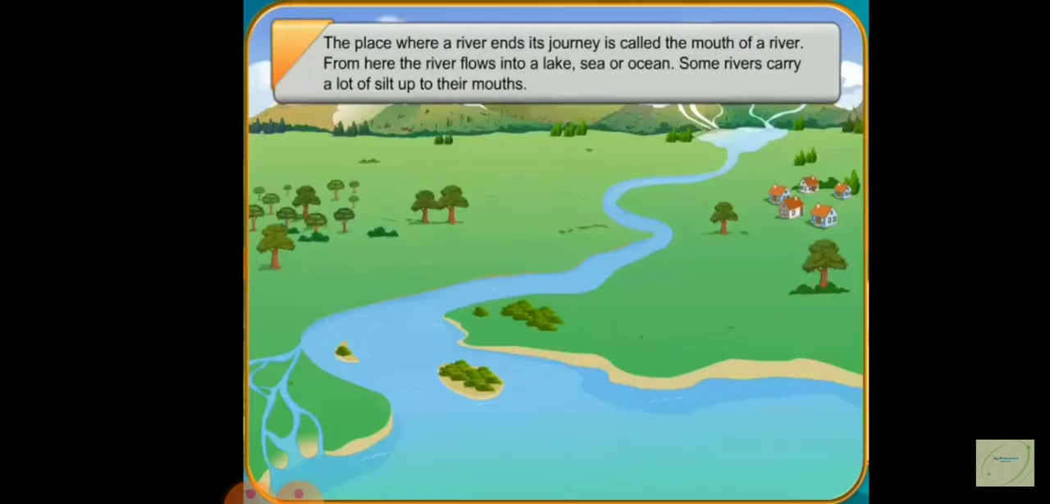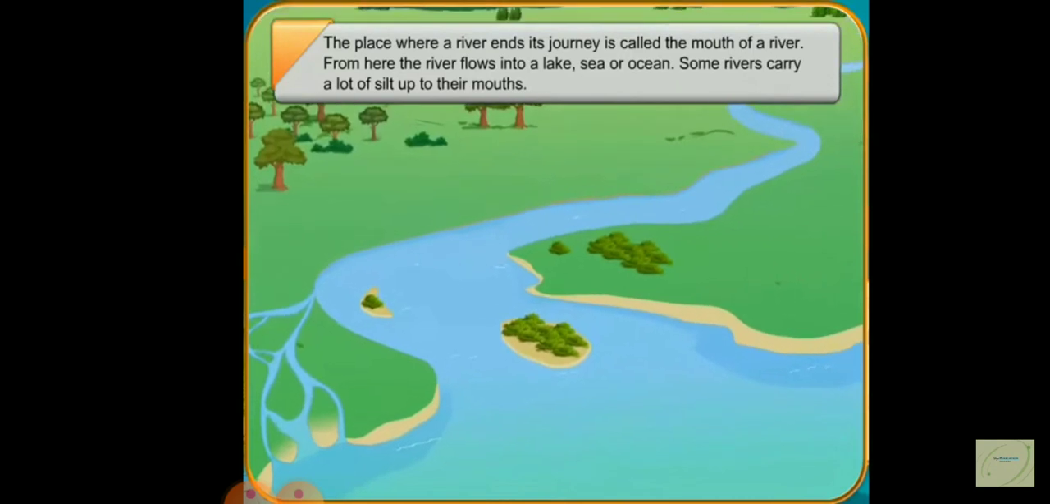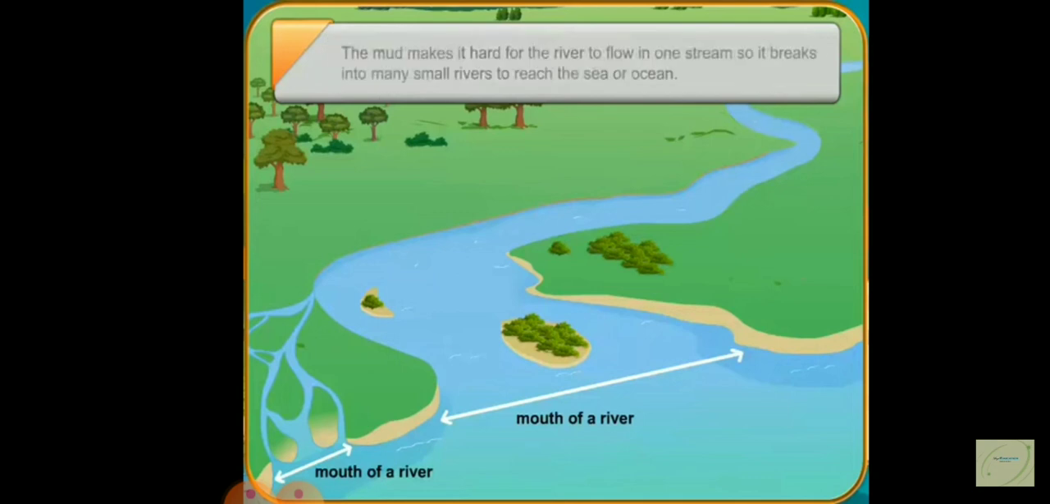Now let's see the mouth of a river. What is the mouth of a river? The place where the river ends its journey is called the mouth of a river. From here the river flows into a lake, sea or ocean. Some rivers carry more water and mud, which makes it hard for the river to flow in one stream, so it breaks into many small rivers to reach the sea or ocean.